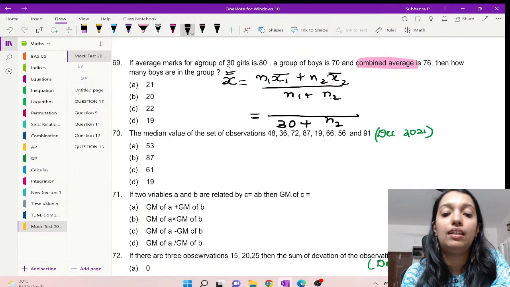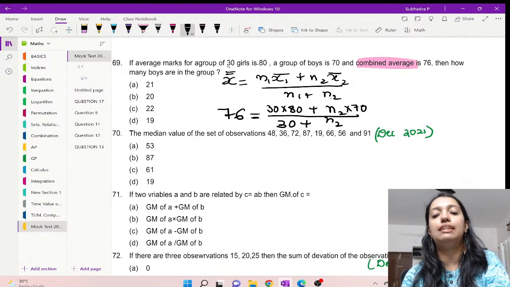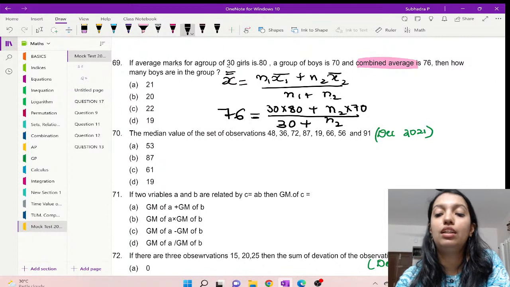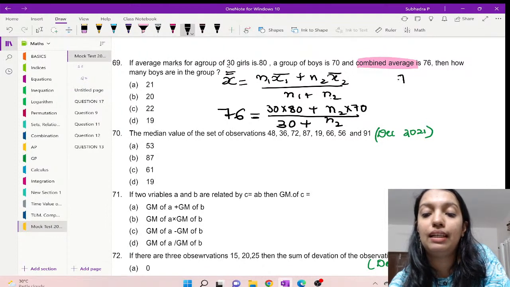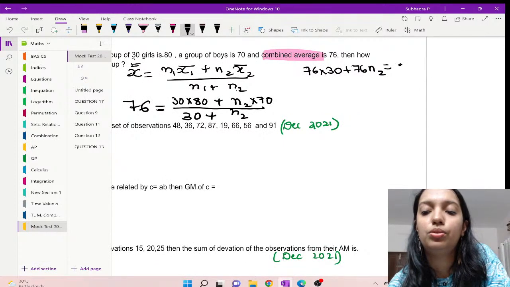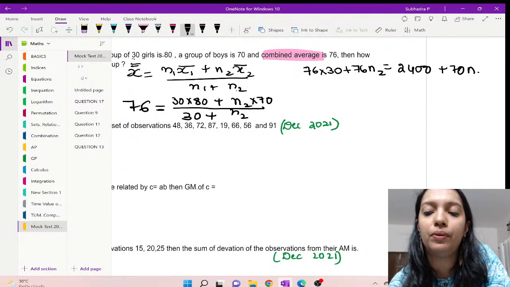I'll keep it as it is. Mean is 80. So it is 30 into 80 plus. Here I don't know n2. I know mean is 70. So average combined mean is 76. Solve this, you will get the answer. So take it to the right hand side. You will get 76 into 30 plus 76 n2 is equal to 30 into 80 is 2400 plus 70 n2.